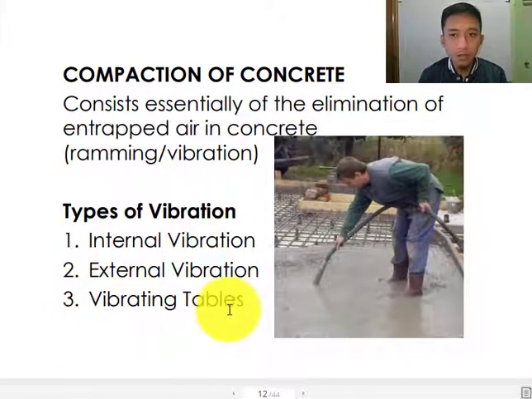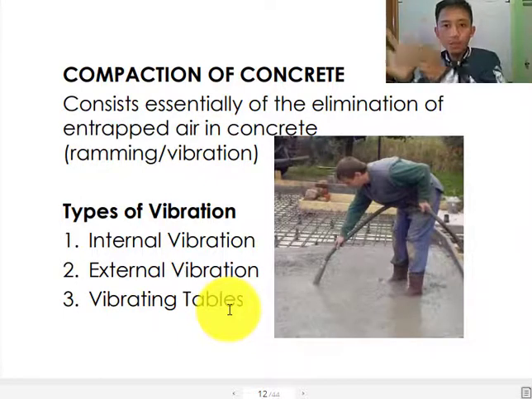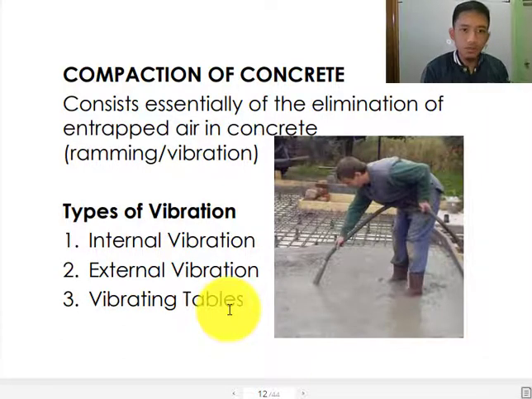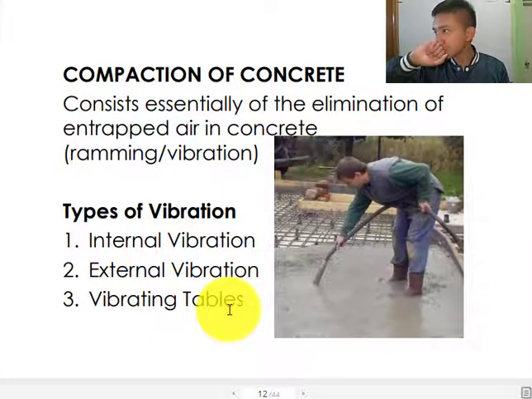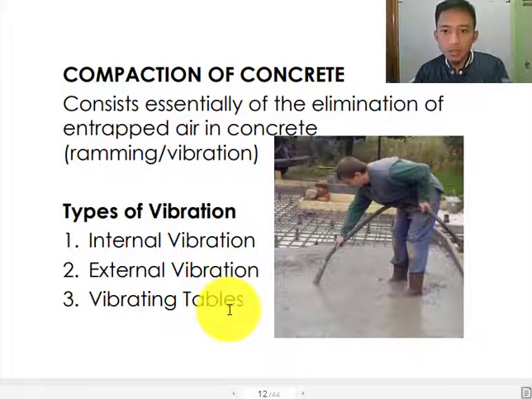So again, vibrating tables, as I said a while ago, are commonly used in the laboratory. Let's say you are trying to cast a column. You cannot place the column on top of the vibrating table, compact it, and then try to place it in the supposed position of the column, isn't it? So vibrating tables are commonly used in the laboratory. Let's say you're going to experiment on a trial batch. A trial batch will represent the batch that will be mixed on the actual site. You are going to get a small part of it.